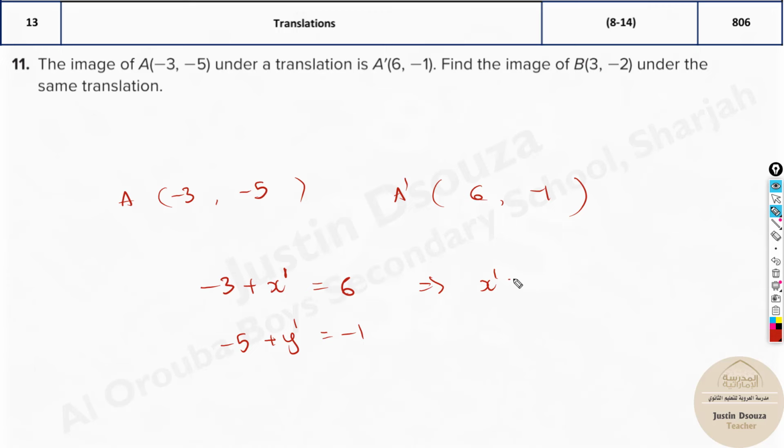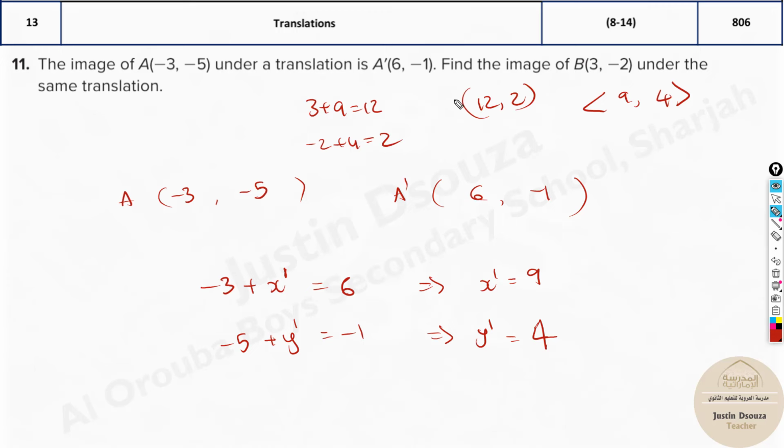So x prime is equal to 6 plus 3, which is 9. And over here, y prime, taking it to the other side, will be minus 4 plus 1, minus 5 plus 1, which is positive 4. So that is the answer. This is the translation vector, 9 and 4. Now just add it over here. 3 plus 9 is 12, and minus 2 plus 4 is positive 2. So 12 comma 2 is the answer for B prime. The translation after this point B undergoes for this vector.